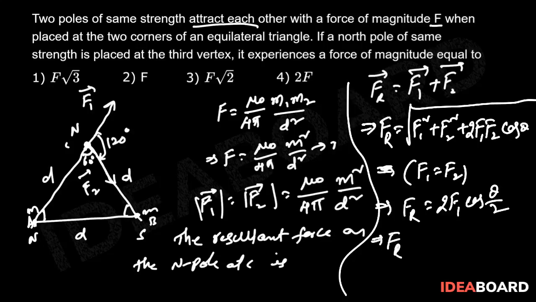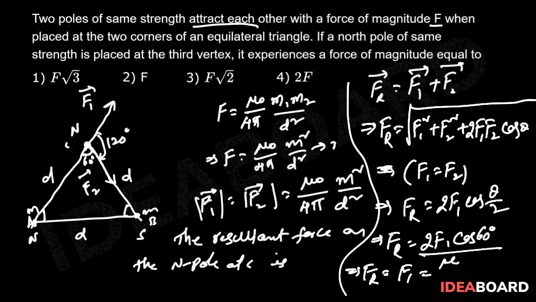From this, Fr is equal to 2 F1 cos 60, because theta is equal to 120, therefore theta by 2 is 60. By simplifying this, we get Fr equal to F1, that is mu naught by 4 pi, m square by d square, which is equal to F. Therefore the resultant force experienced by a north pole placed at the third vertex is given by F.